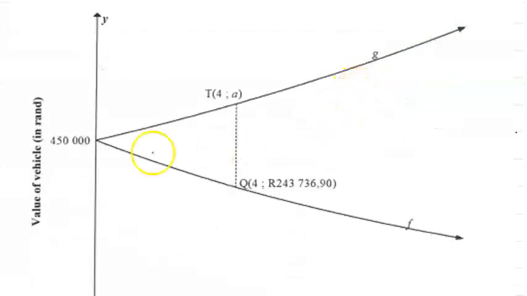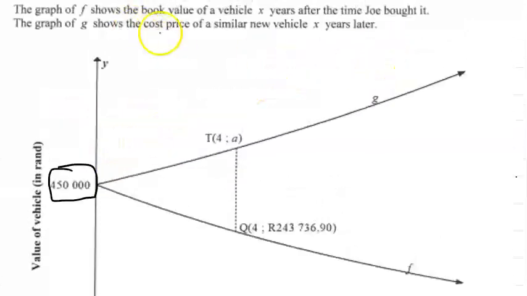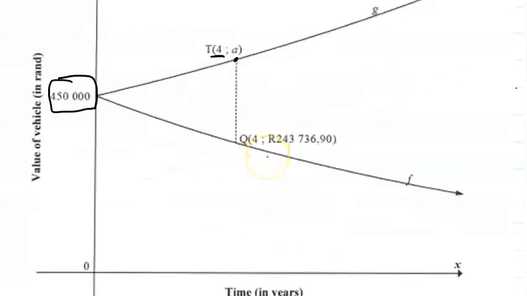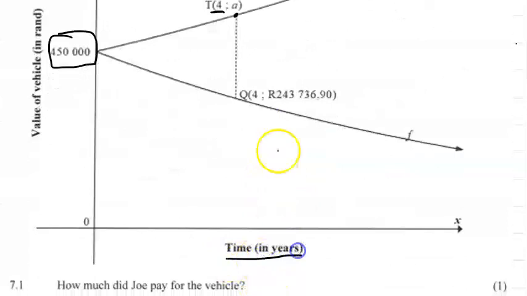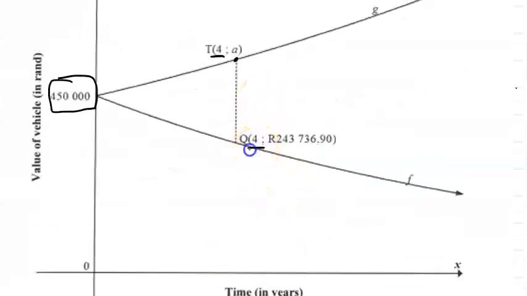So in this question here, you can see that the value of the vehicle is 450,000 Rand. And they say that the graph of G shows the cost price of a similar new vehicle X years later. So this here, X years later, will be the cost of the new vehicle. And you can see that it's 4 years later, right? Because remember that the time is in years, so it's 4 years later.